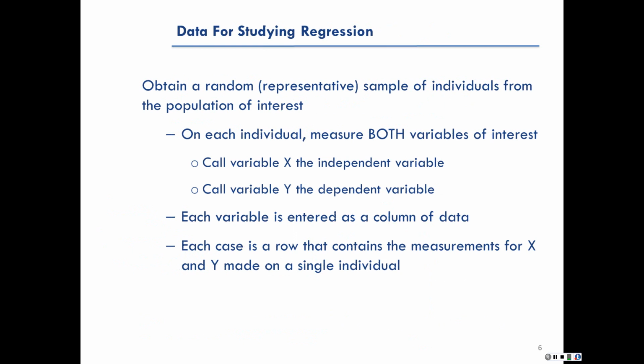So where does the data come from? Much like in our unit on association, we want to obtain a random representative sample of individuals from the population of interest. In your homework assignment, it's going to be on hospitals. On each individual, you want to measure both the variables of interest. You call variable x the independent variable, and you call variable y the dependent variable. Each variable would be entered as a column of data in a Microsoft Excel spreadsheet, and each individual case is a row that contains measurements for both x and y made on that single individual.